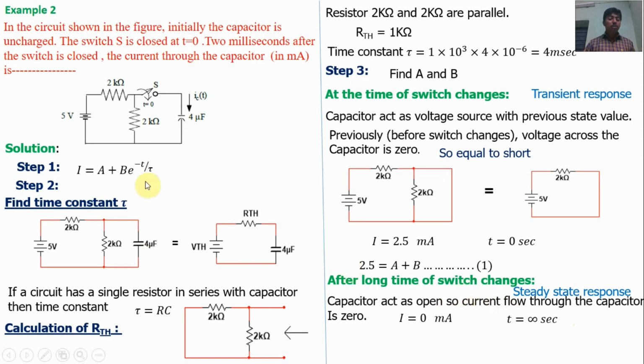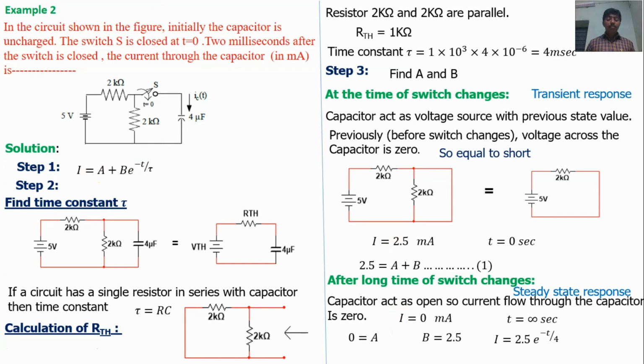Okay, substitute in this equation. So 0 is equal to a plus b e power minus infinity. E power minus infinity is equal to 0. So a is equal to 0. By solving this equation, we get b is equal to 2.5. Now substitute in this equation. I is equal to, a is equal to 0, 2.5 e power minus t by time constant 4 milliseconds. This is the equation. Okay.